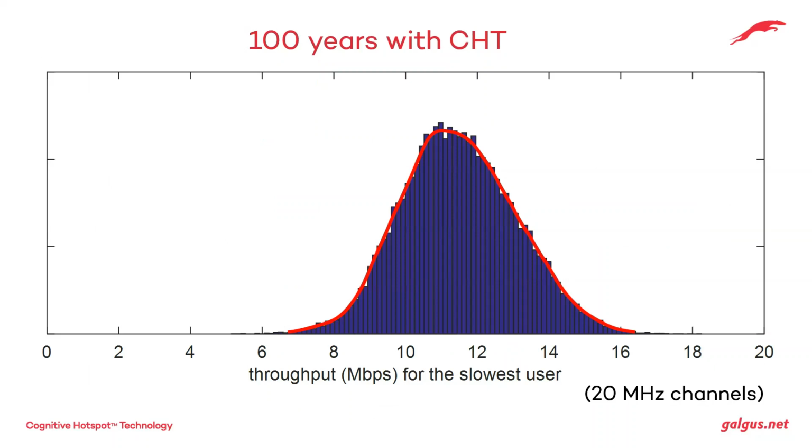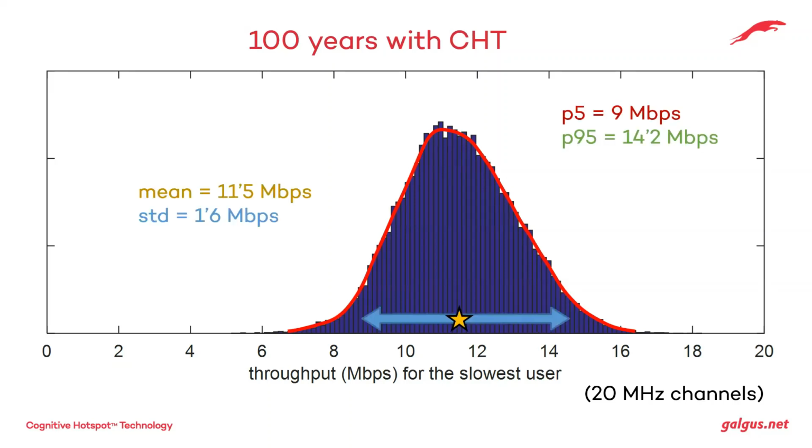After thousands of simulated travels, it's very easy to see that the distribution is much narrower and with a higher average. With CHT, the guaranteed throughput will not go below 8 or 9 megabit per second most of the days. The standard deviation is much lower, so the network is much more predictable.